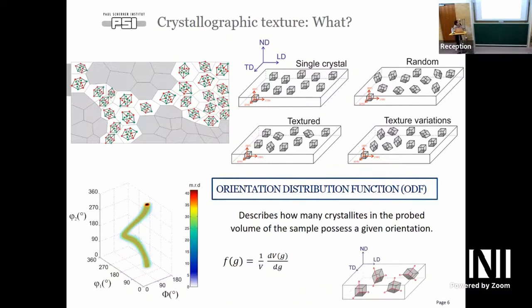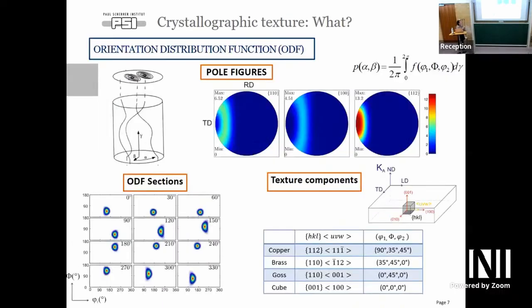It's in a three-dimensional function, the orientation distribution function, which describes how many of these crystals in the probe volume possess a given orientation. This is the whole thing that we want to do: describe how this function looks in this orientation space. All the things that I showed you before as pole figures are just representations of this three-dimensional space. So the information that I would like to extract is the ODF and not this projection.